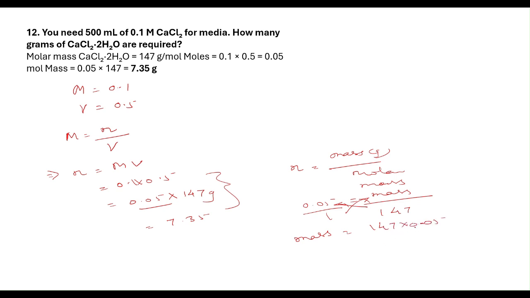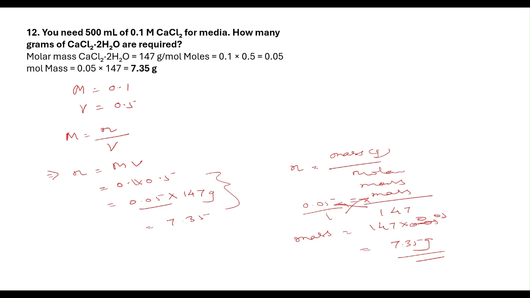0.05. So this is 7.35 gram. So this much calcium chloride will be needed to make 0.1 molar calcium chloride in 500 ml volume.